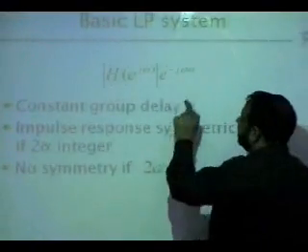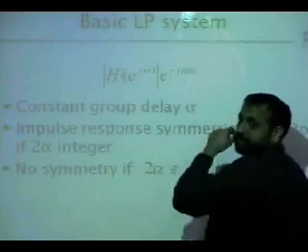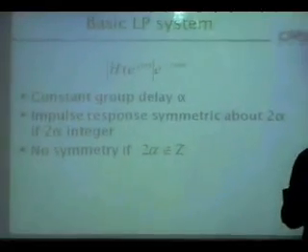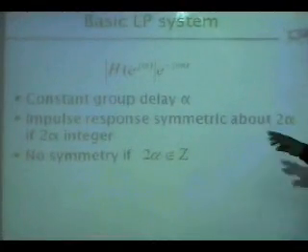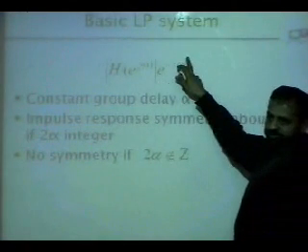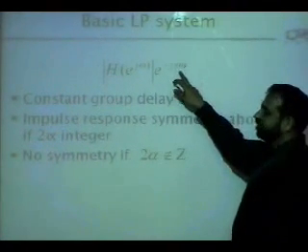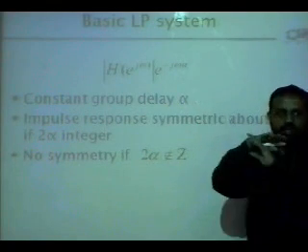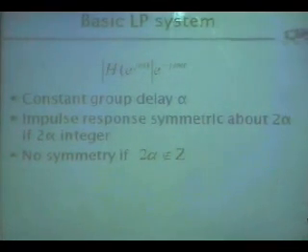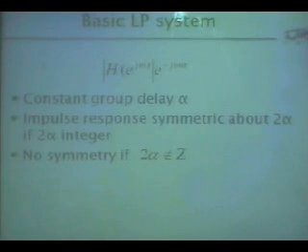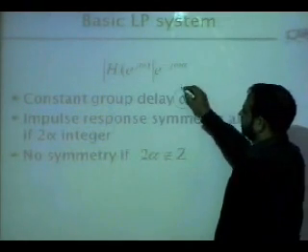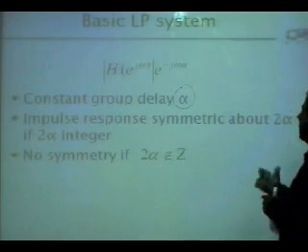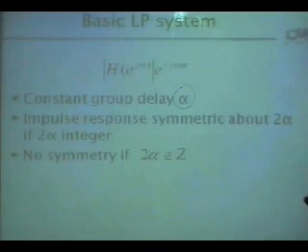The phase will appear as a shift, minus j omega alpha. The phase will appear like this, so that once you take the derivative of it, minus the derivative with respect to omega will give you alpha, which is a constant. So you want a constant phase, a constant group delay alpha. Okay? This will require your impulse response to be symmetric about alpha.